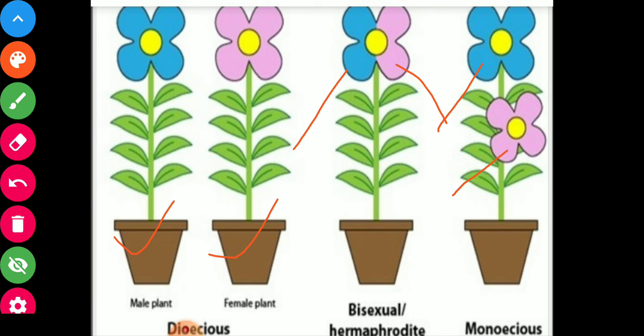Male plant, female plant means unisexual when the plants are different, and bisexual when both male and female reproductive organs are present in the same flower, but monoecious when female and male flowers are present on the same plant. So this is monoecious, this is bisexual, and these are unisexual flowers. Plants, male and female plants, are different.